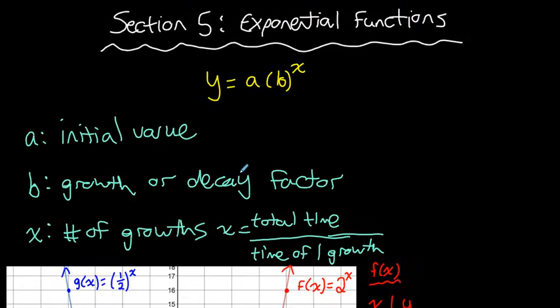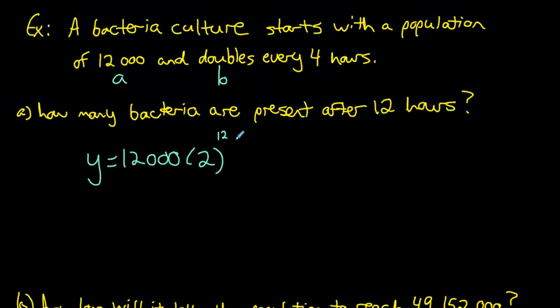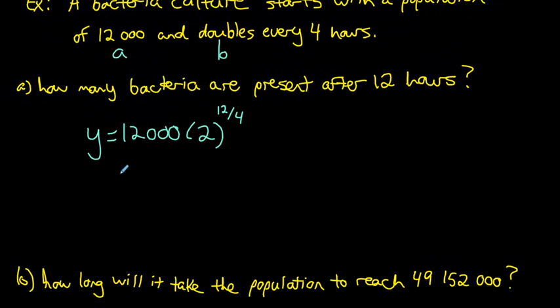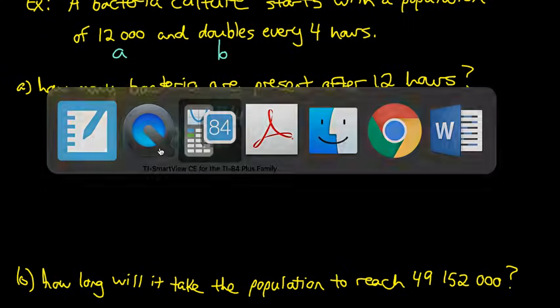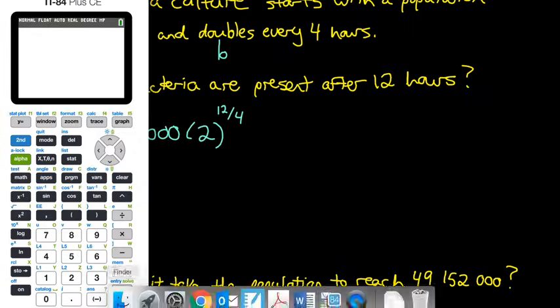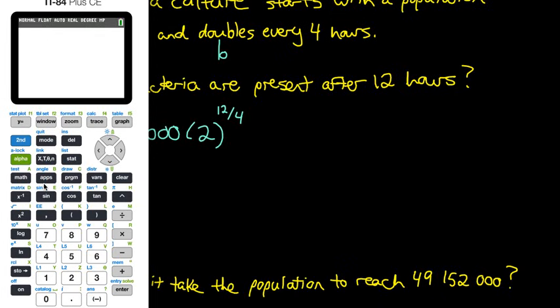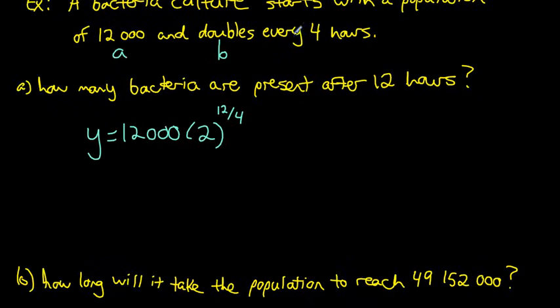Well, the x value on the exponent is always equal to total time divided by time of one growth. So total time is 12, time of one growth is 4. So 12 over 4 is 3. So we need to do 12,000 times 2 to the power of 3. If you use your calculator, 12,000 times 2 to the 3, well 2 to the 3 is 8. So I'll just write it like this, and we get 96,000. So y equals 96,000. So that's the amount of bacteria that would be present after 12 hours.